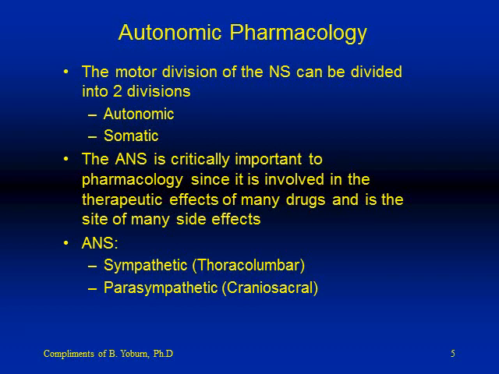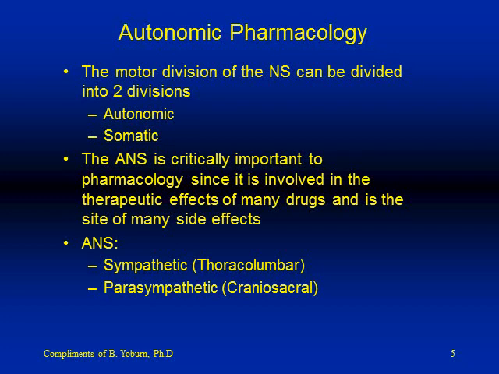And so the motor division, remember, of the nervous system can be divided into two subdivisions, the autonomic and the somatic. The autonomic nervous system can be broken down into two further subdivisions, as depicted for you here, known as the sympathetic and the parasympathetic. And some textbooks will actually include a third division called the enteric nervous system, which innervates the gut.